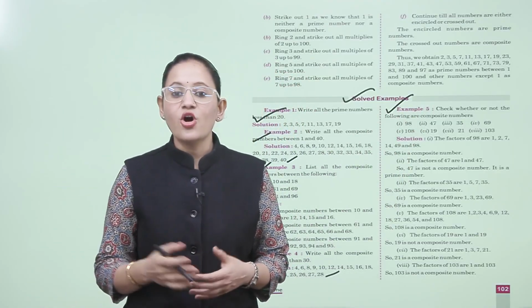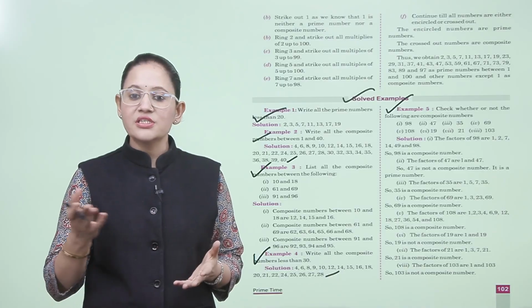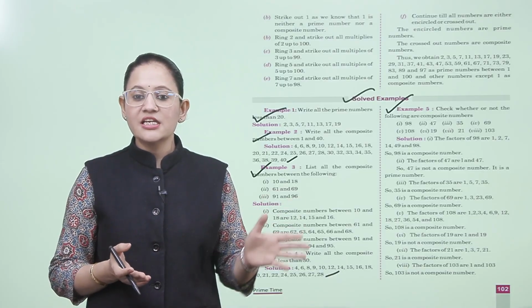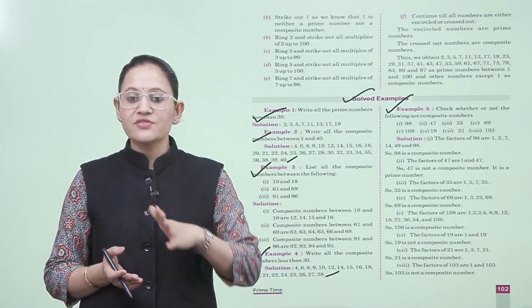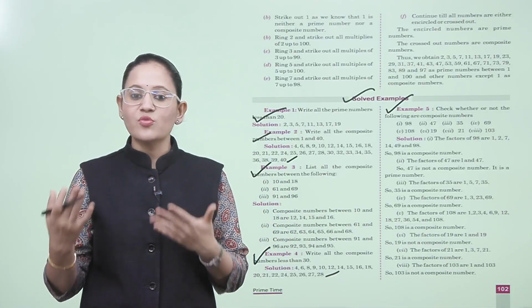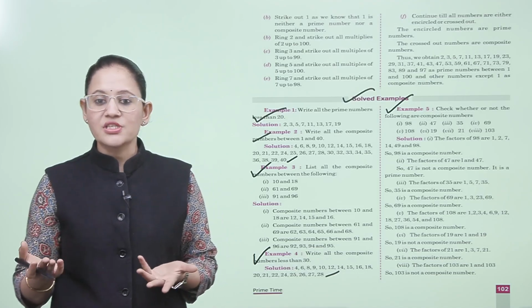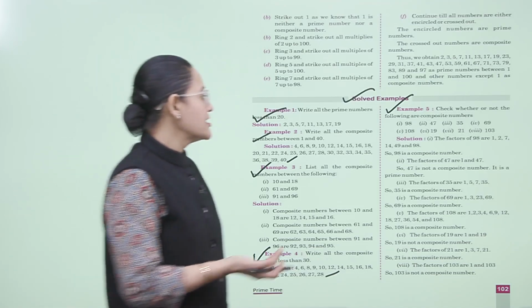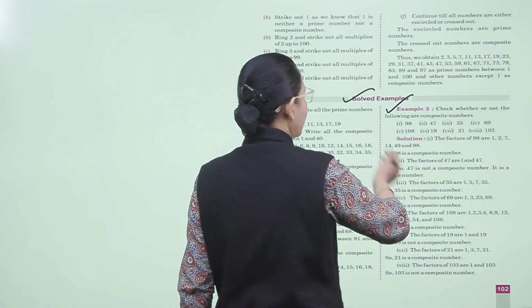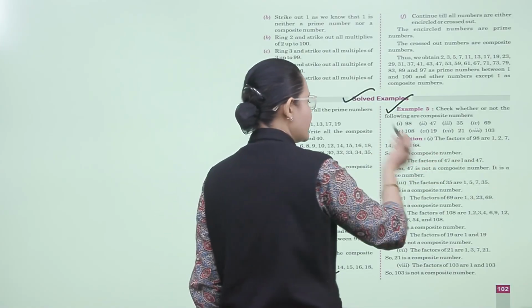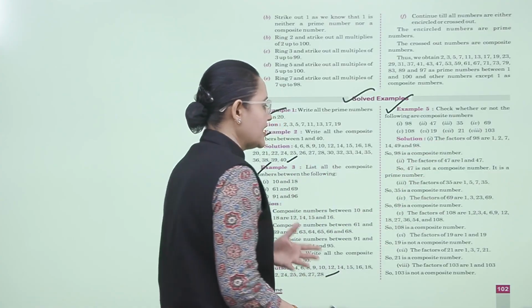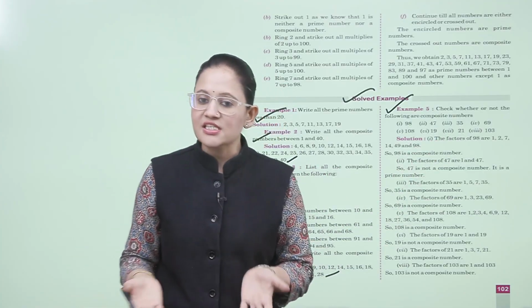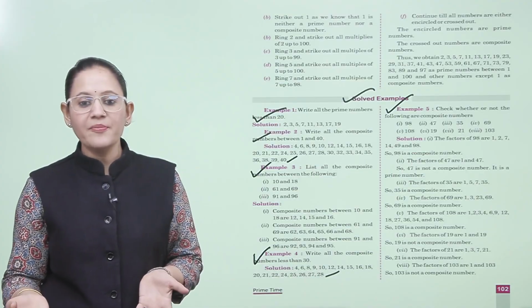Check whether or not the following are composite numbers. So 98 has more than 2 factors. First we'll find the factors of 98. We'll see it has more than 2 factors, so it's a composite number. Clear? Similarly, 47 has only 2 factors, 1 and 47, so it's a prime number. Or 35, it has more than 2 factors, so it's a composite number. Clear?